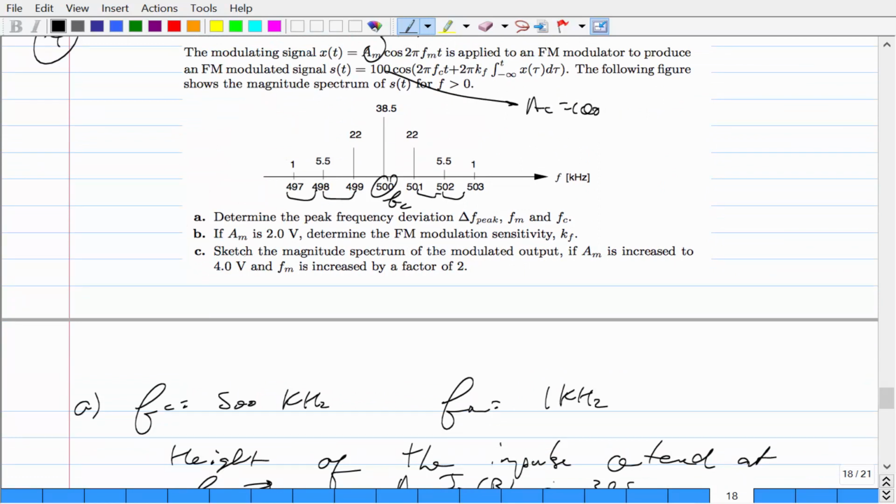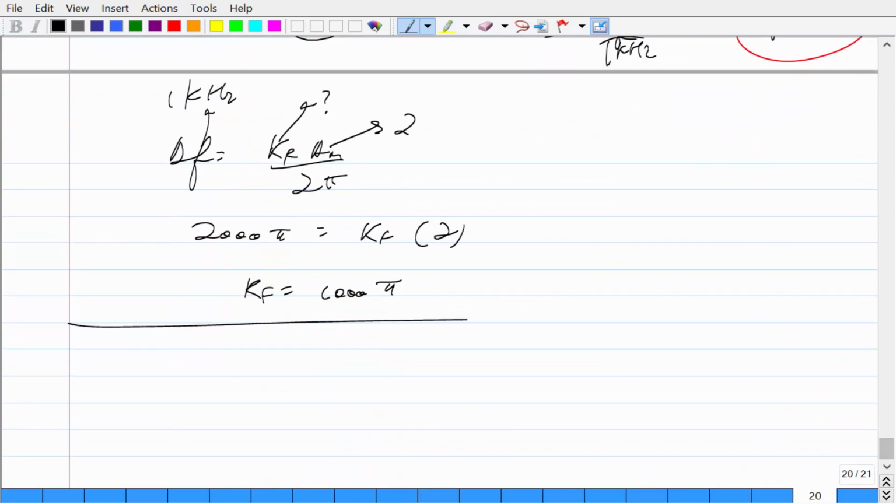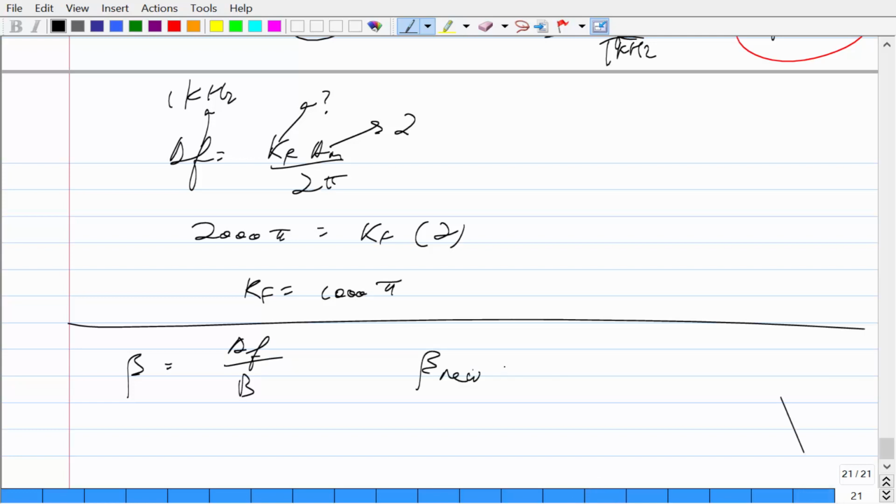Sketch the magnitude spectrum of the modulated output if the message height was increased to 4 and the frequency of the message signal was increased by a factor of 2. Okay, so this is the reason why it's tricky. If you remember, the modulation index is defined as the deviation divided by the bandwidth, right? If I want to calculate my new modulation index, remember, the spectrum of your frequency modulated signal is dependent on the modulation index.